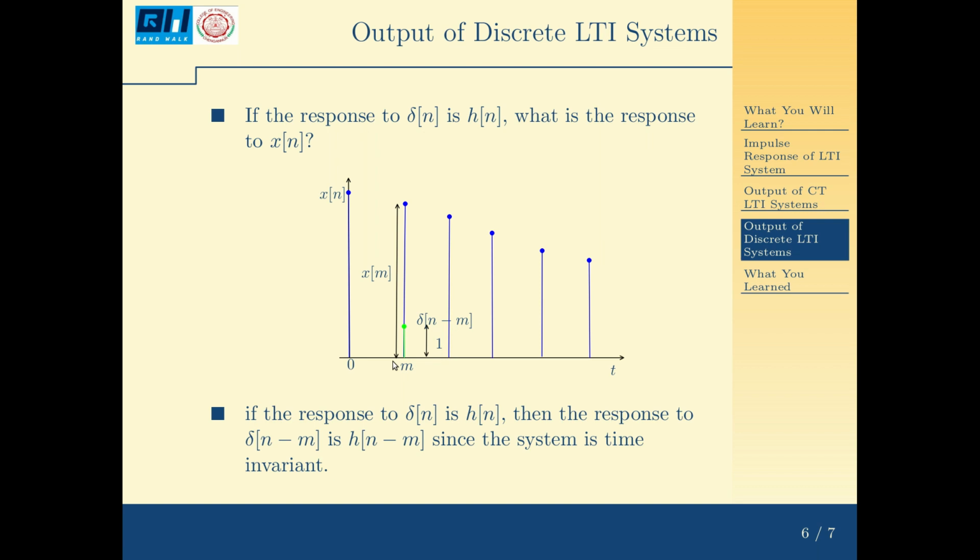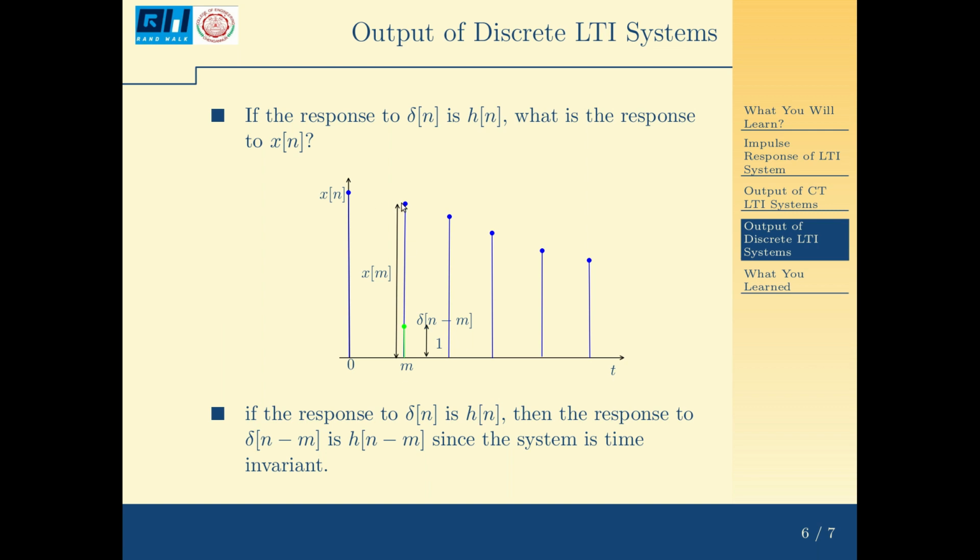Now likewise, for a discrete time LTI system, the response to delta[n] is h[n]. I have a delta[n] here at n equal to 0, and it has a response h[n]. If this is delayed by m units, delta[n minus m], the output will be h[n minus m], because this is an LTI system, a time invariant system. So the response to delta[n minus m] will be h[n minus m].